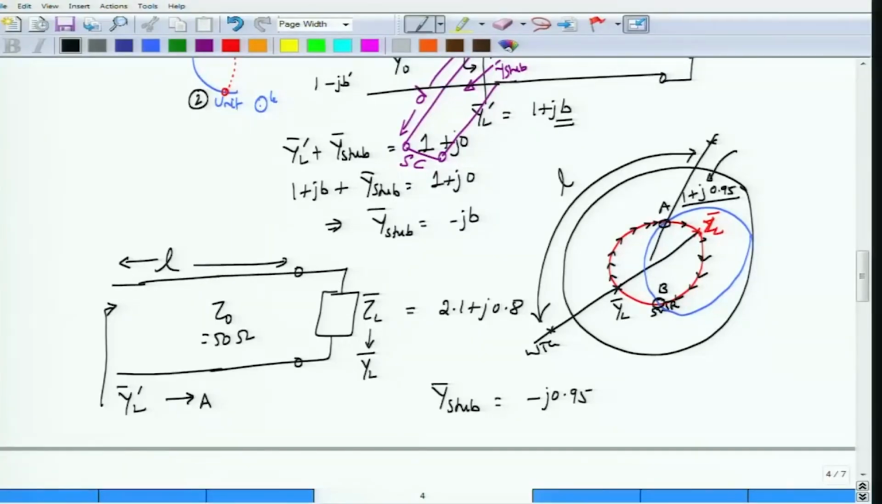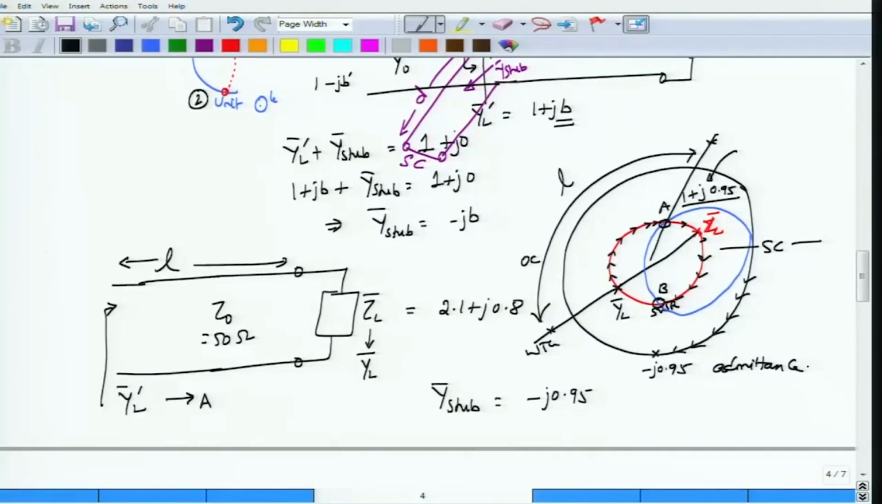Now where is the short circuit located? Remember, if the Smith chart is being used as an admittance chart, short circuit is located here, and open circuit is located over here. After locating YL bar, from this point onwards we will treat the Smith chart as an admittance chart. So the short circuit is located at this point. From this, on the outermost, largest circle, you keep moving until you hit this point which presents minus j 0.95 admittance.